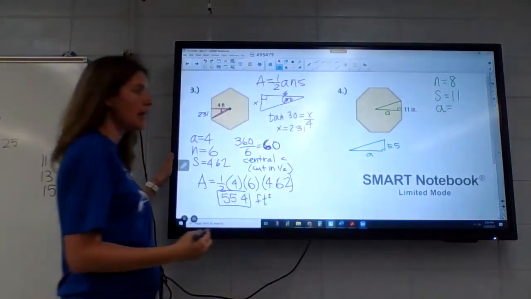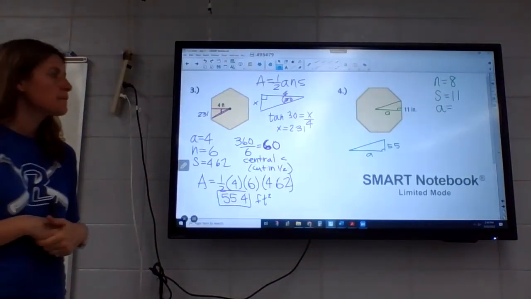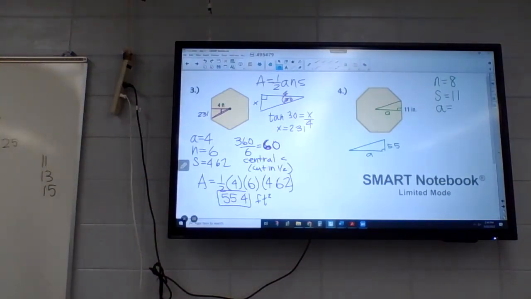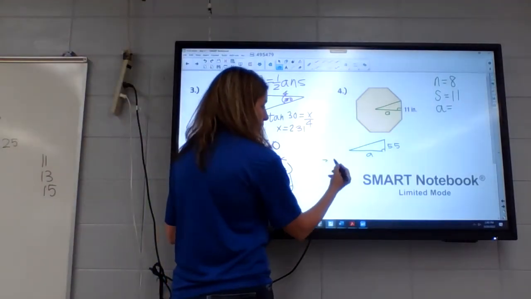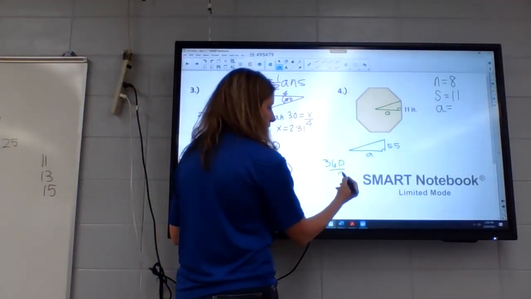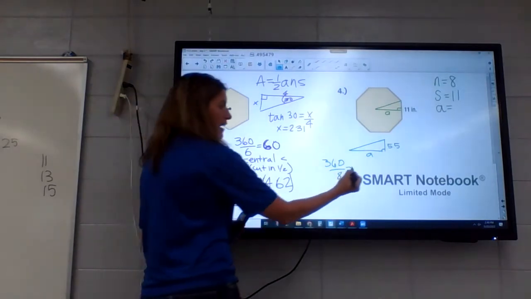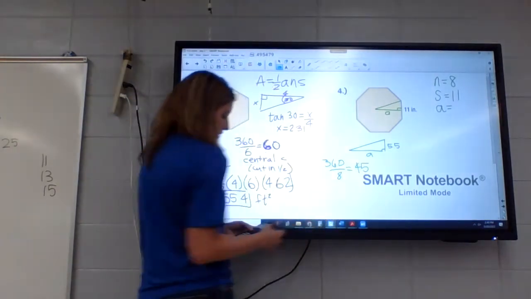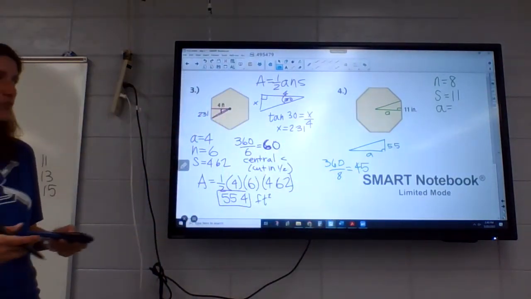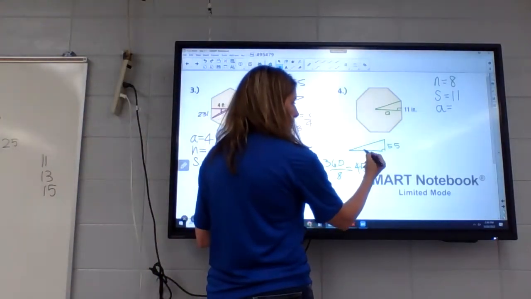I'm trying to find my a. And again, to find that angle, we have to find the central angle, and then we have to divide it in half. Now this one's a bigger pain because I believe that we get a decimal. 360 divided by 8 is 45. So I have to cut that in half to find my angle. So that's going to be 22.5 up here.